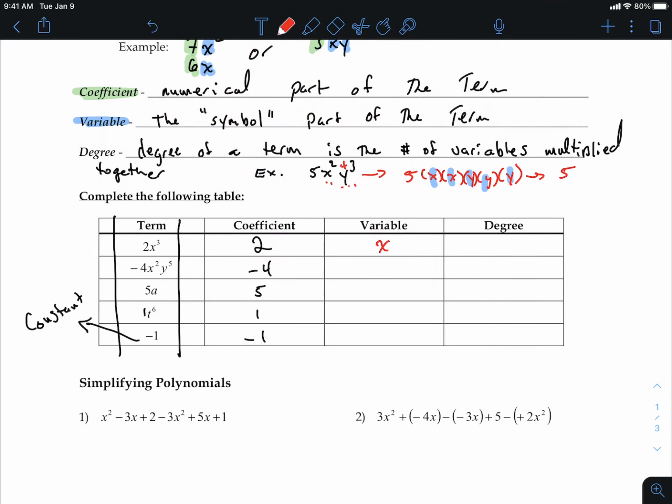Okay? What are the variables in the second one? You got 2 of them. X, y. Okay? And the third one, it's a. The fourth one, it's going to be t. And then the last one, is there? There's no letter there, it's no variable. Okay? So it's not applicable. Okay? And here comes the fun one.